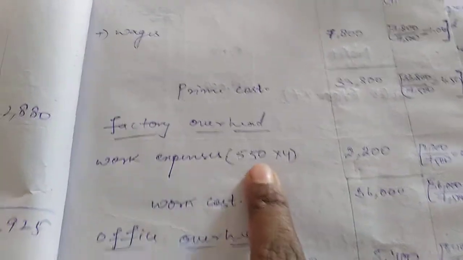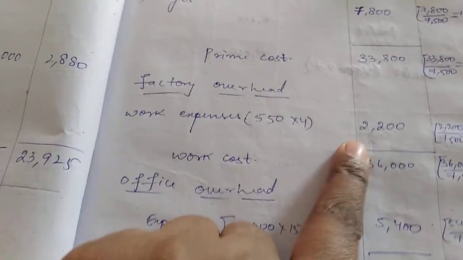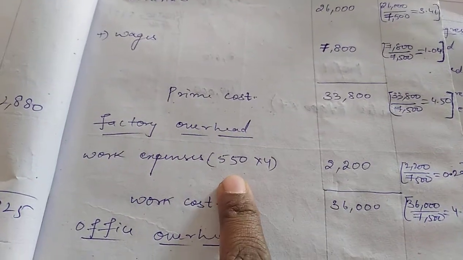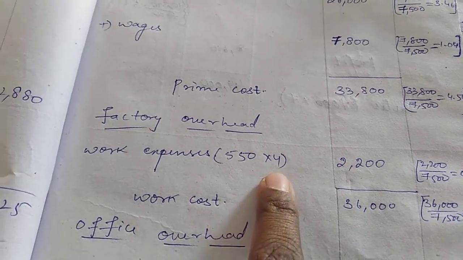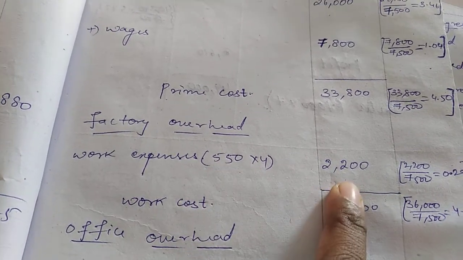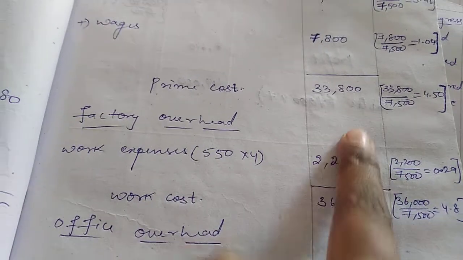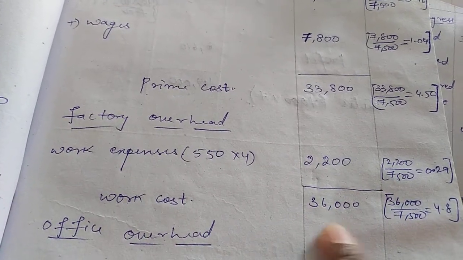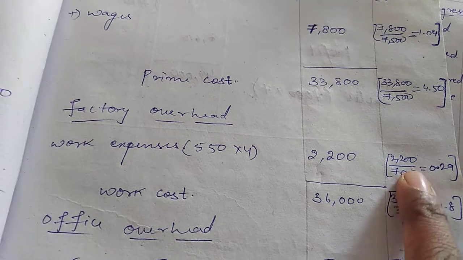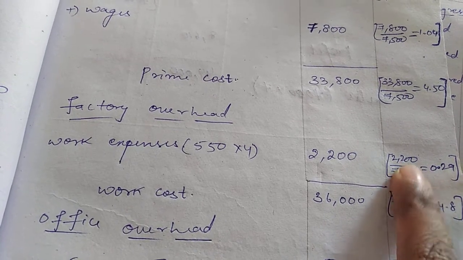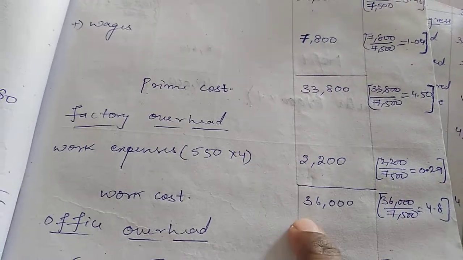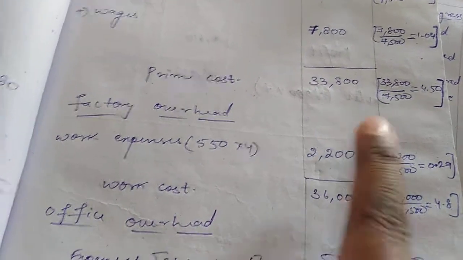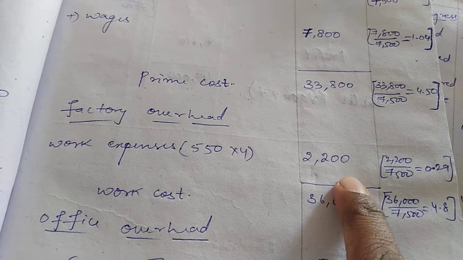Next, add factory overhead: 550 machine hours into 4 per hour is 2,200. So 33,800 plus 2,200 gives 36,000. Per unit, 2,200 divided by 7,500 gives 0.29. Adding prime cost and works factory overhead, you get the work cost, that is 36,000.